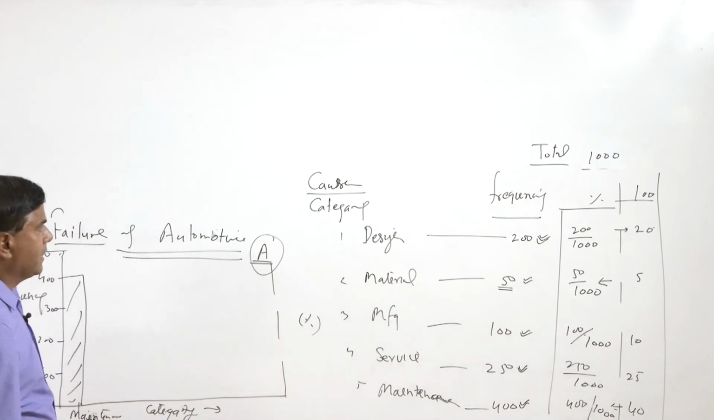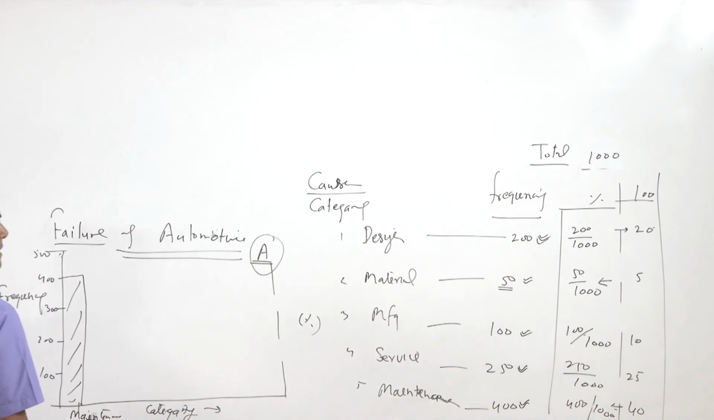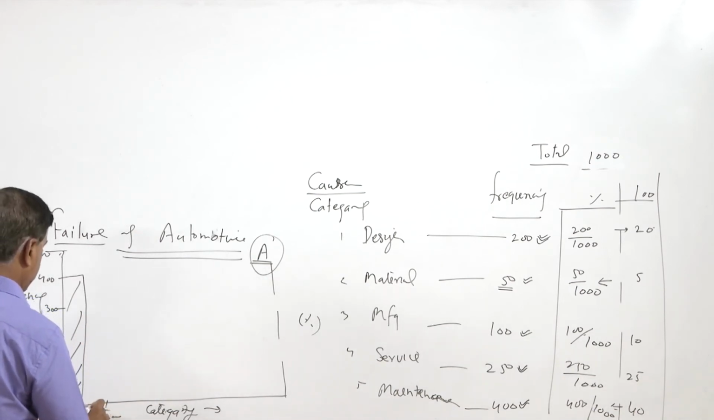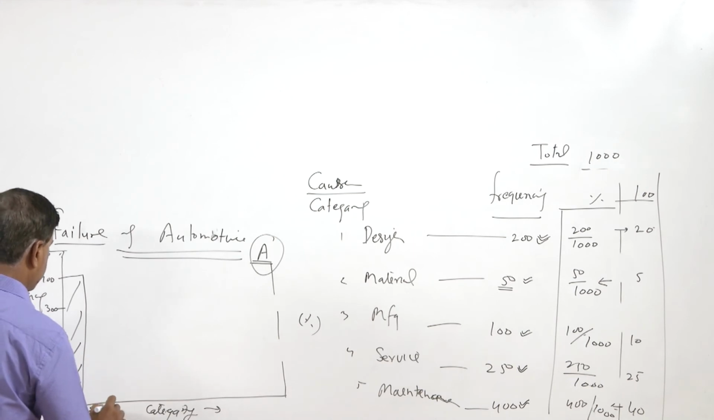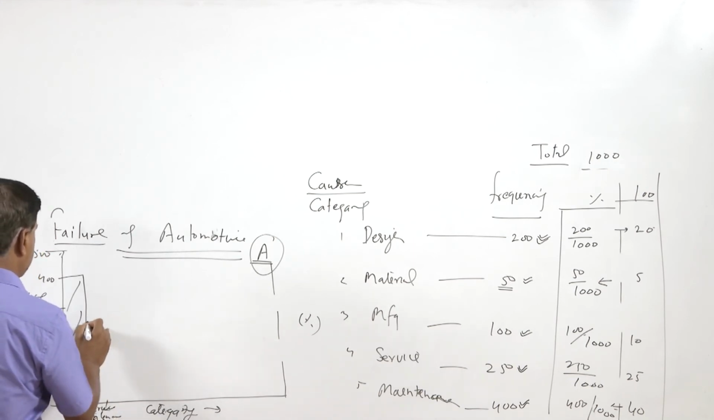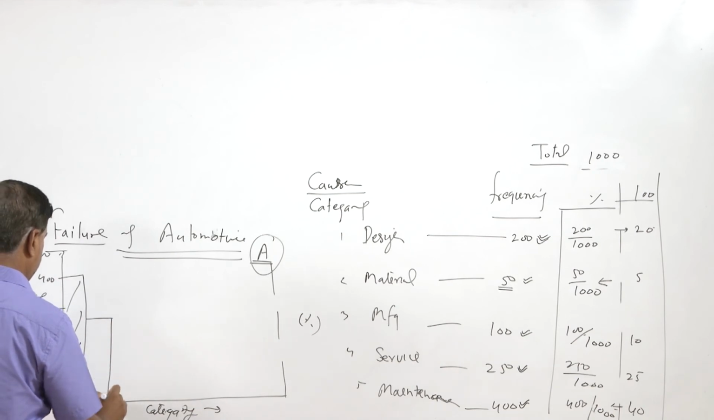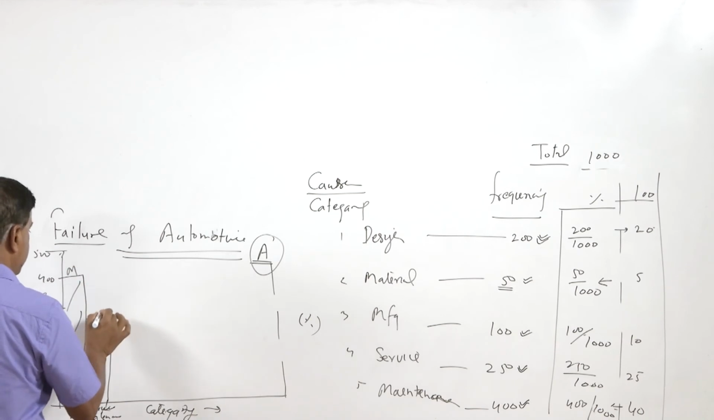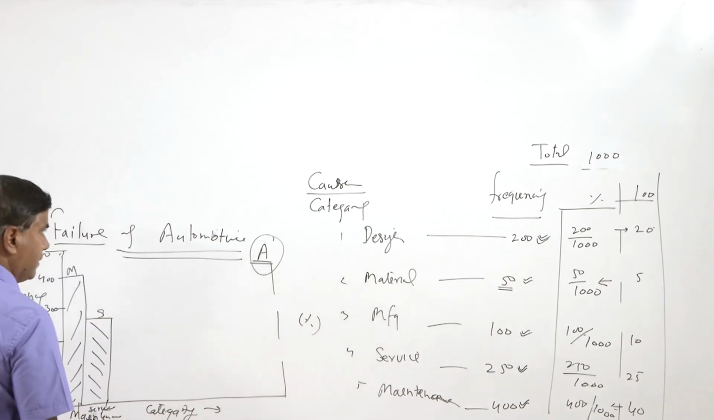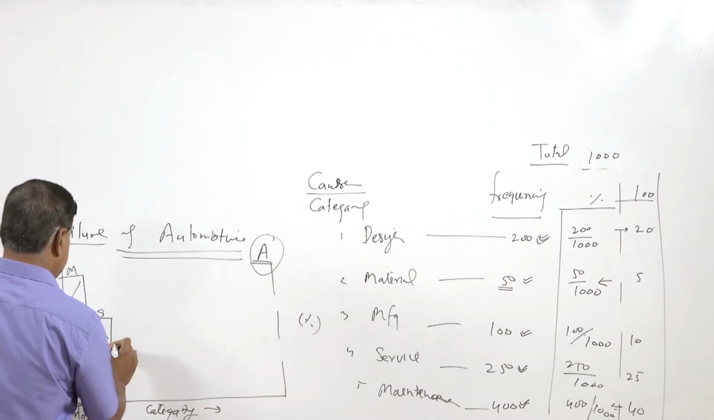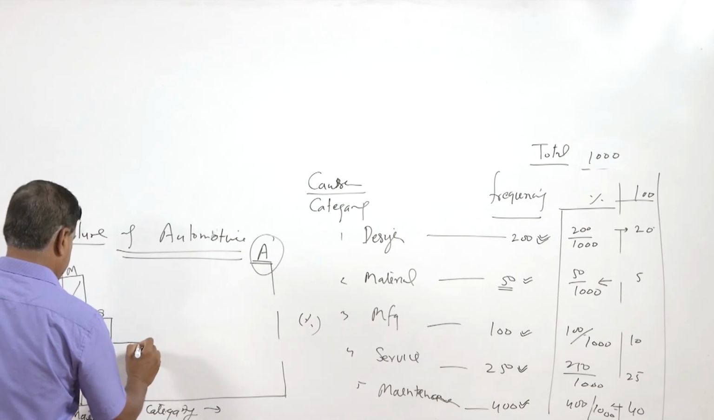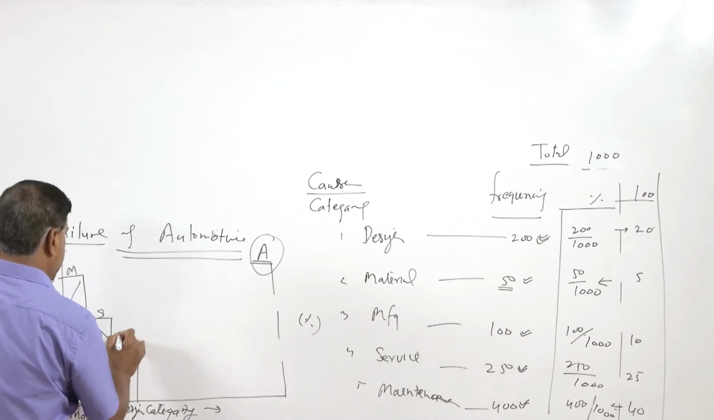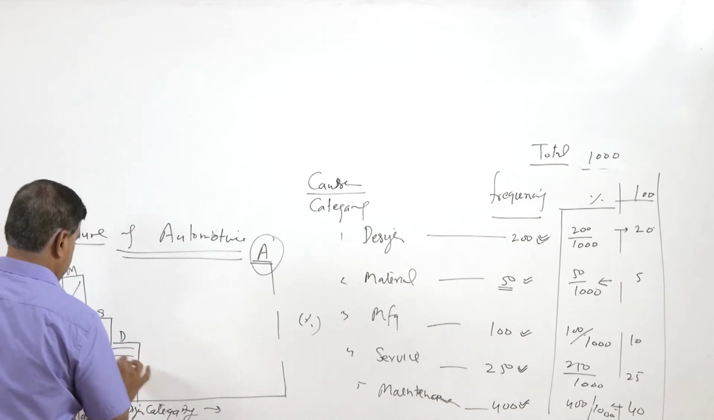Then the second category is the service, and it is 250. So the next category is service. We will mention service and it is 250 like this. This is for maintenance, this is for service. Then the third one is design, corresponding to 200. It is for design and this is 200.